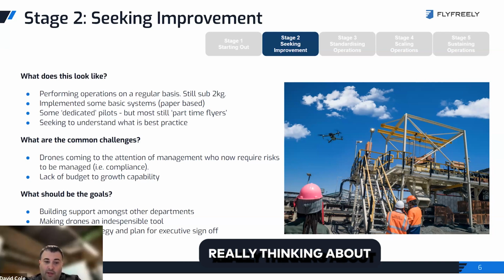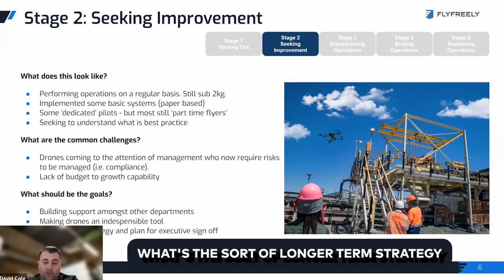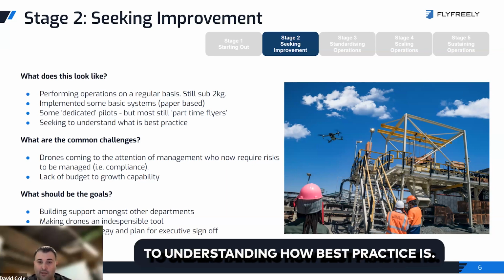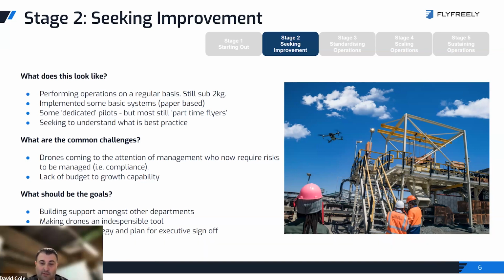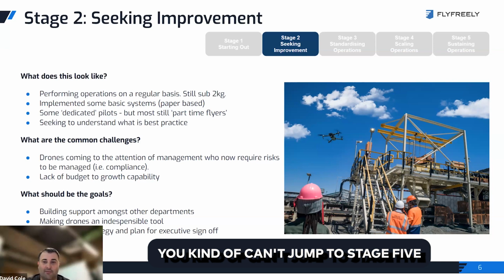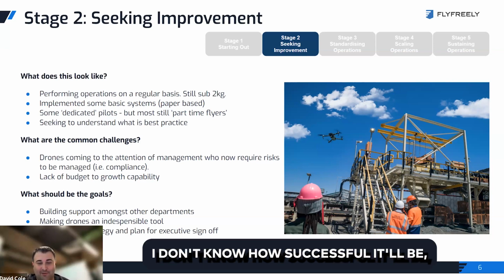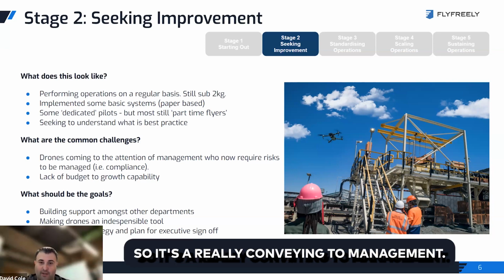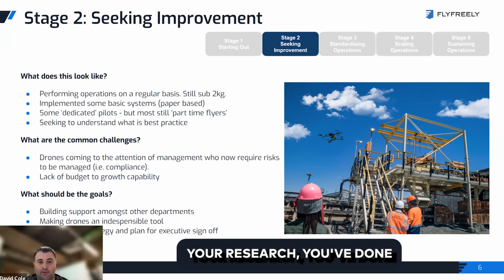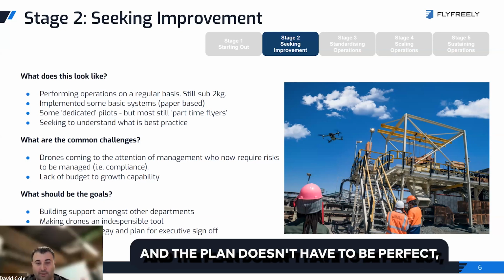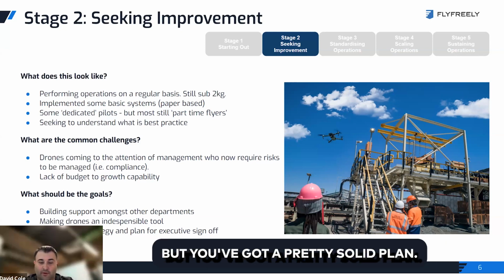And you also want to start really thinking about what the longer term strategy is going to be, and a plan for executive sign off. So this is coming back again to understanding what best practice is. In understanding, you will have to go through stages along the journey. You kind of can't jump to stage five. Well, you can try. I don't know how successful it will be, but it's a journey. So really conveying to management you've thought about this, you've done your research, you've done your homework, you've got some numbers, and you've got a plan, right? And the plan doesn't have to be perfect, but you've got a pretty solid plan.